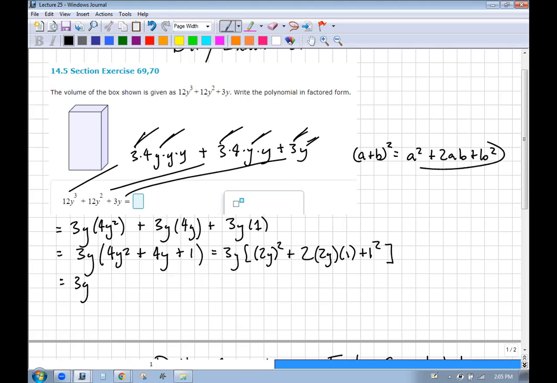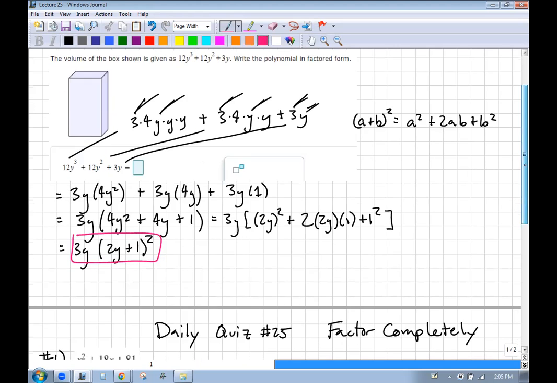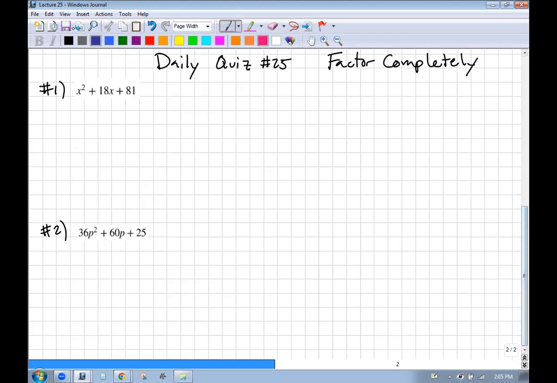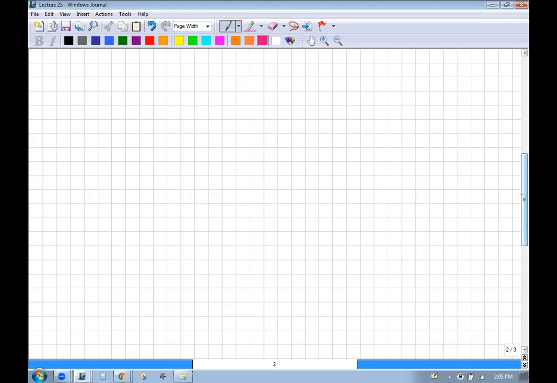So because this is the same as this, we can write it like that. So our a is 2y and our b is 1. So that's one way to do it. That's you doing it the way we learned in one section. Let's do this a different way.